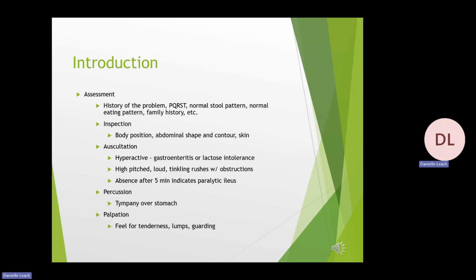We can ask questions about the child's normal stool pattern. Are they having diarrhea? Are they having constipation? Has anything changed from their norm? Has anything changed from their normal eating pattern? Have they been eating something different that they haven't been eating normally? What's the family history? Is there any family history of things like IBS or colon cancer?